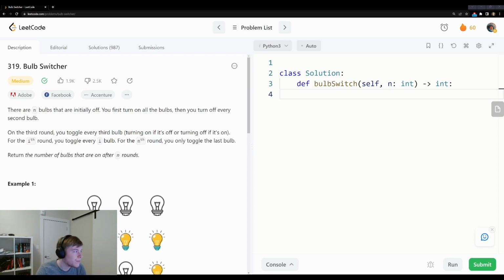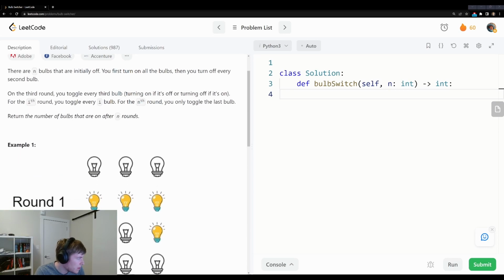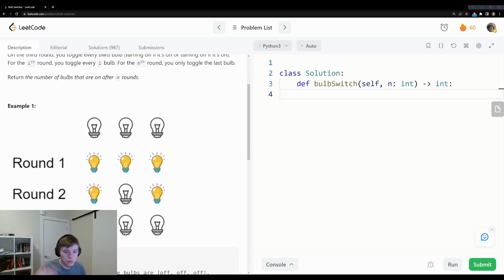It's called bulb switcher. So there are n bulbs that are initially off. You first turn on all the bulbs, then you turn off every second bulb. On the third round, you toggle every third bulb, turning it on if it's off or turning it off if it's on. The ith round, you toggle every ith bulb, and then for the nth round, you only toggle the last bulb. So essentially, you go through every bulb and turn it on, and then you turn every other one off, and then every third one you toggle. It's not necessarily turning on or off at that point.